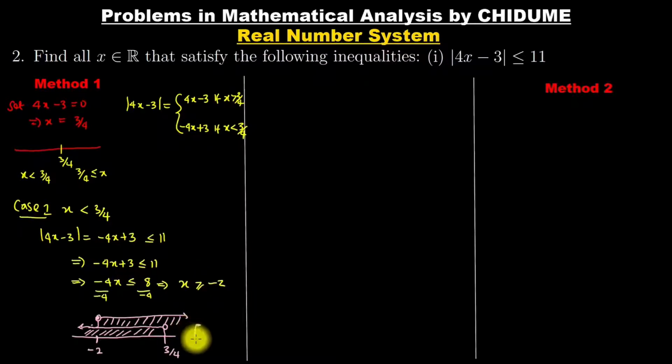It's just simply negative 2 comma 3 over 4. So it is open at this end and closed at this end. Obviously you can see it from this graph. Now let's try to consider the second case.